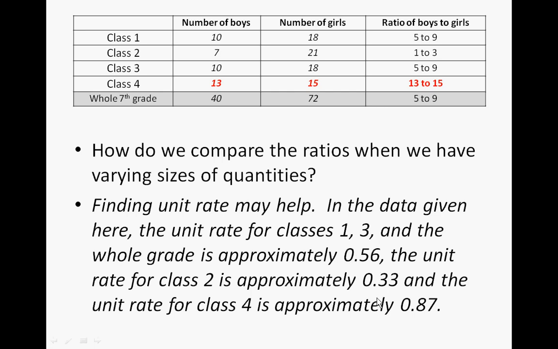Well, where did these numbers come from? Where did 56 hundredths and 33 hundredths and 87 hundredths come from? Remember, if you write this as a ratio, this would be 5 over 9, and 5 over 9 is a fraction, and a fraction is a form of division, so you would divide 5 by 9 to get 56 hundredths. 1 to 3 would be 33 hundredths, and 13 to 15 would be 87 hundredths. So now we can tell which is the higher ratio and which are lower ratios.